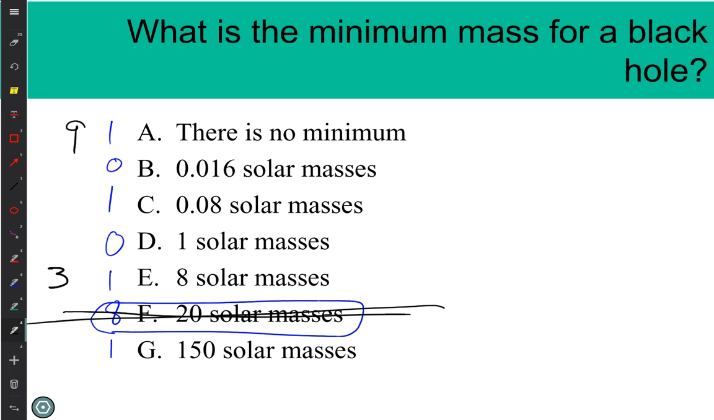That's right. There is no minimum for a black hole, but for a star to become one, there is. And the one that people answered, the 20 solar masses, or 20 to 40, I don't know, somewhere in that range, would have been the right answer if it had said for a star to become a black hole.